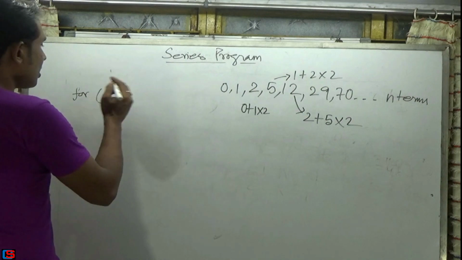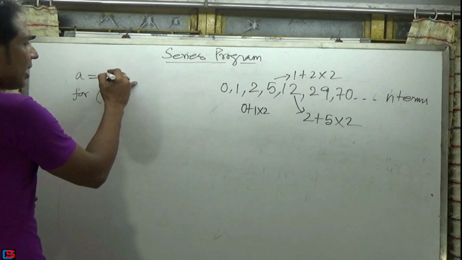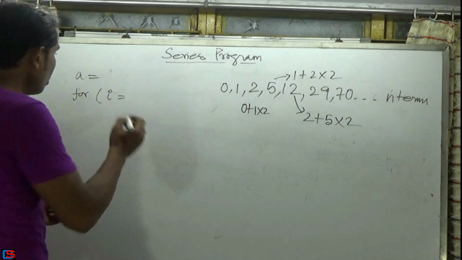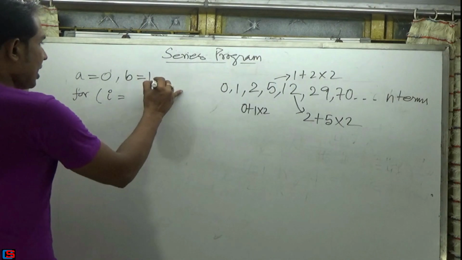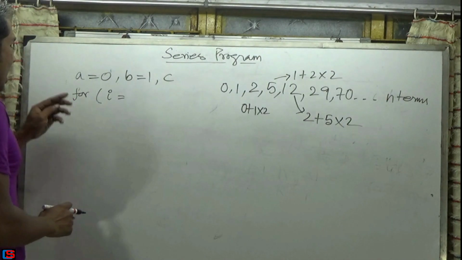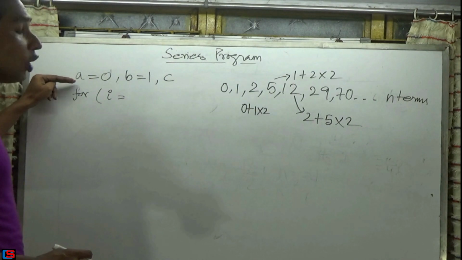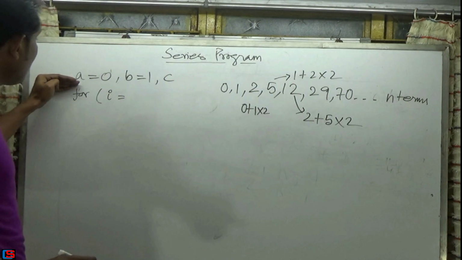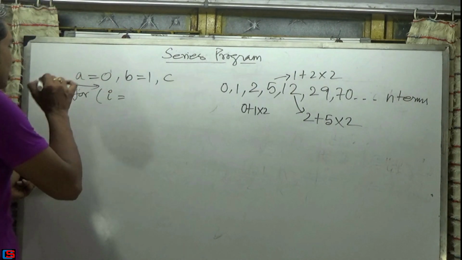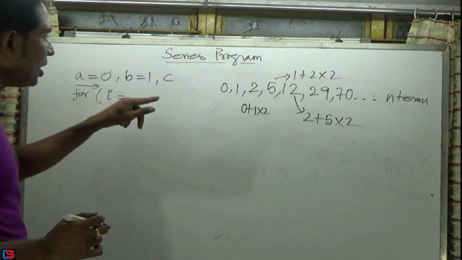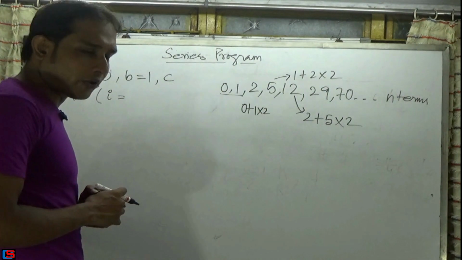Before starting the loop, I'm declaring two variables, a initialized with 0, the first value, and b with 1, the second value. And I'm declaring another variable, suppose c. Before starting the loop, I'm going to print the values of a and b. So these two terms are already printed.